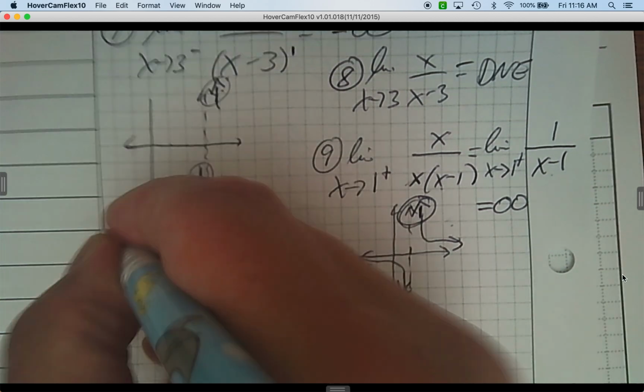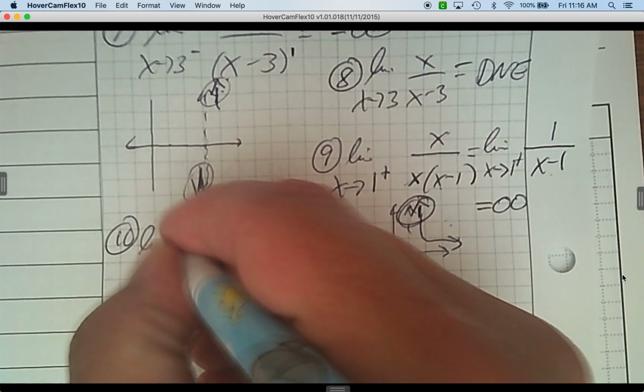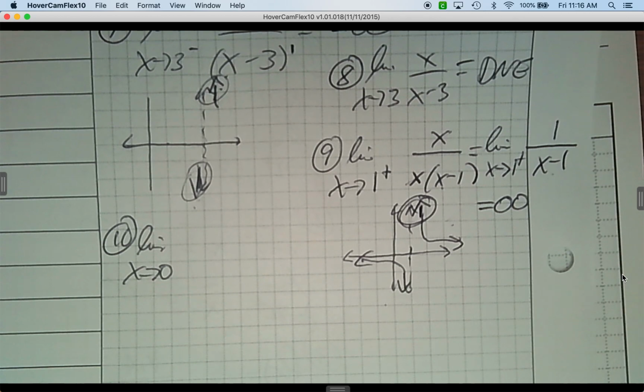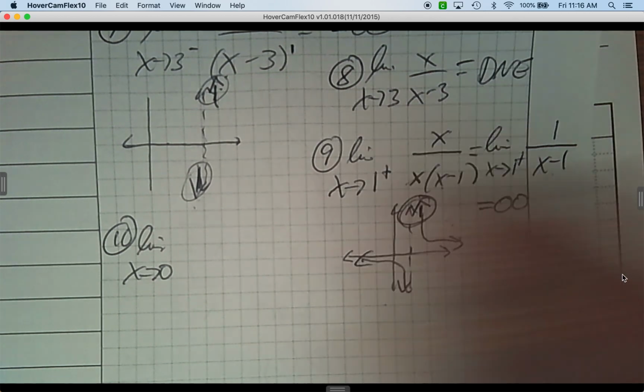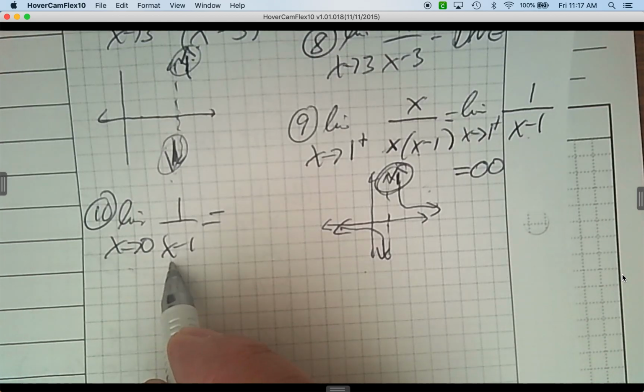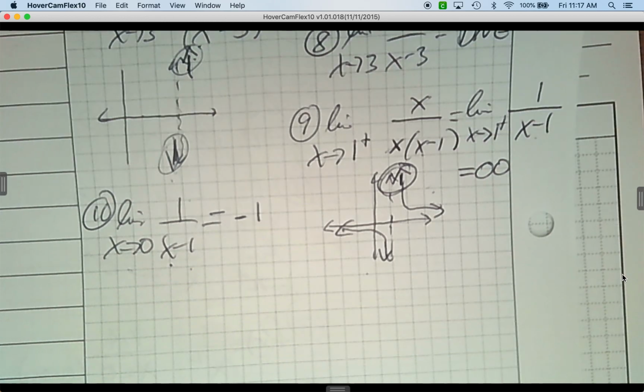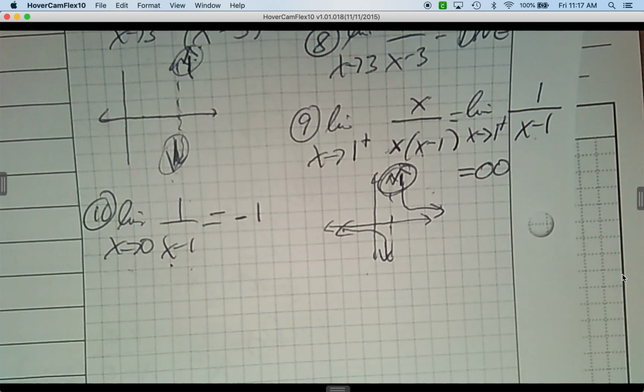For number 10, which uses the same function, notice that at first, if you try to plug in 0, it is indeterminate. But once you simplify it down to 1 over x minus 1, you can plug in 0 and get an answer. When you plug in 0, you get 1 divided by negative 1, so you evaluate the limit that way. Number 11.